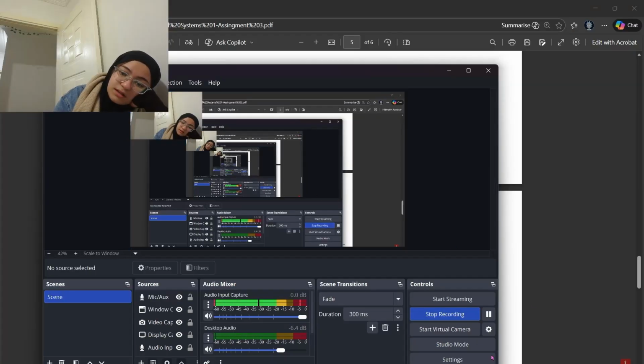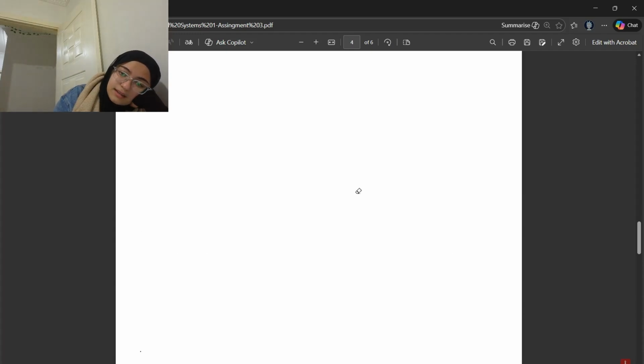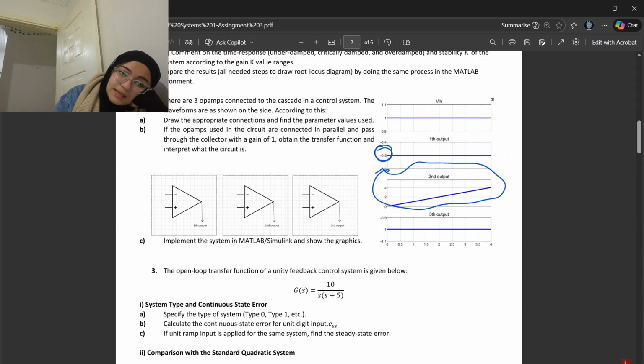Hello hocam. This is the second question from the homework, which says there are three op-amps connected in cascade in a control system. The waveforms are as shown in the side from here and here. Find the parameter values used if the op-amps in the circuit are connected in parallel and pass. Okay, this is the second.